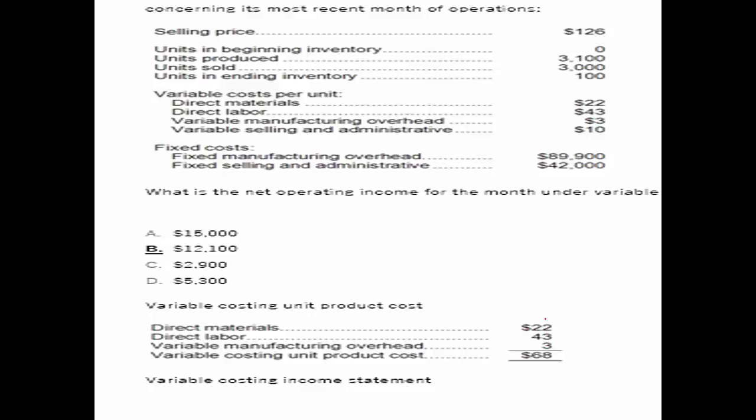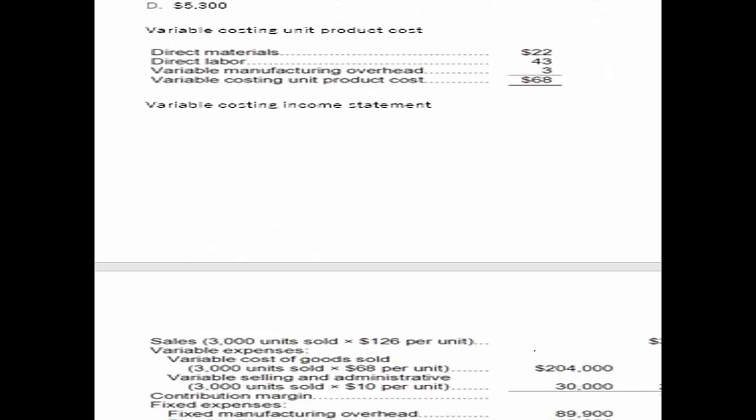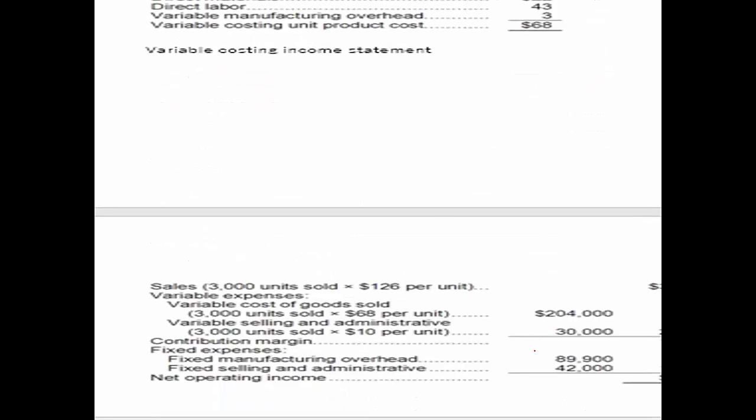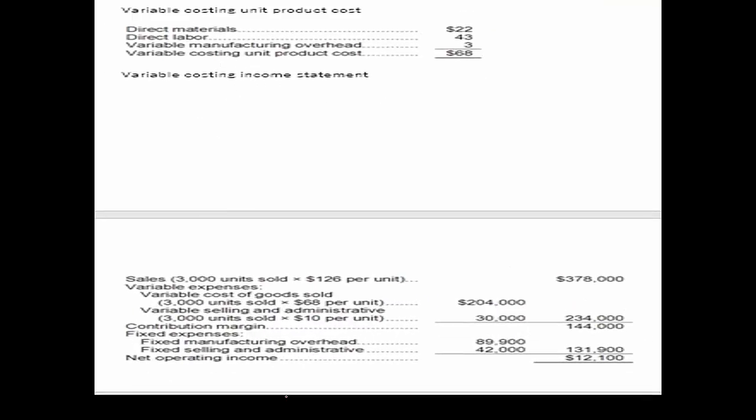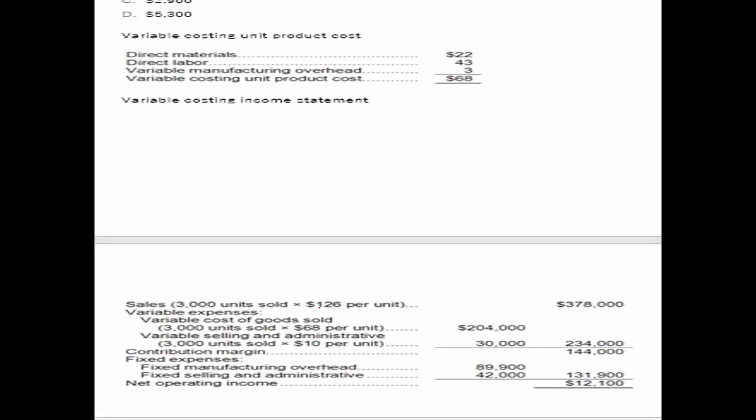We don't pick up the variable selling and administrative, and we don't pick up the fixed manufacturing overhead for variable costing, right? Okay, so we get our total variable costs, and then in this variable costing income statement, it's simply the sales price times the 3,000 units sold. You can see that right there.